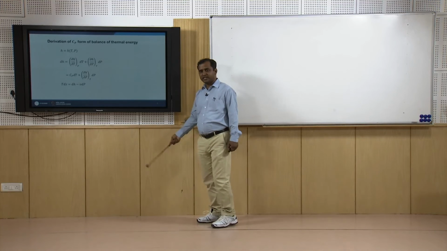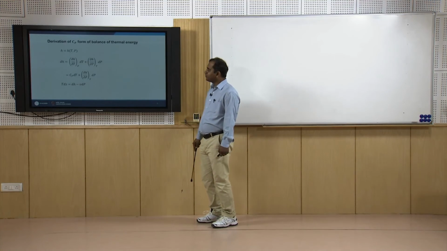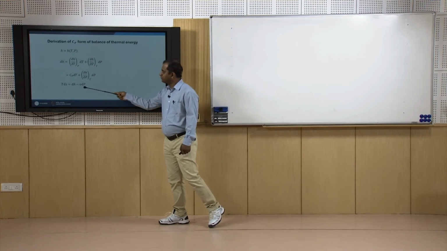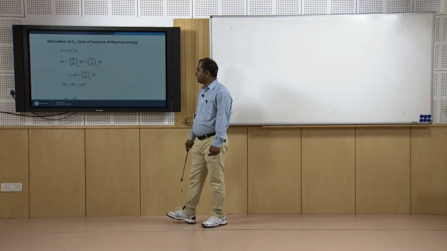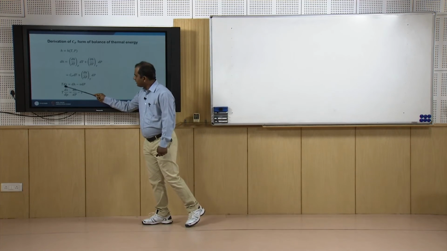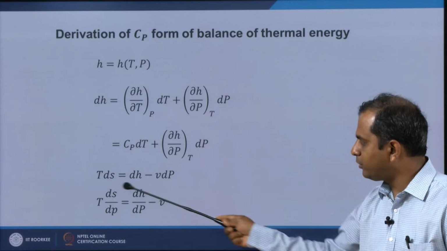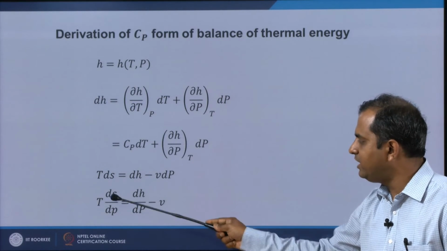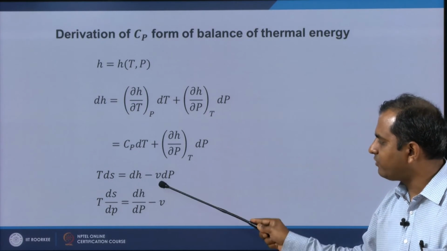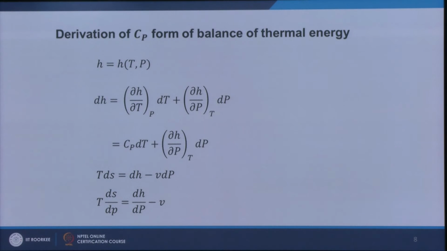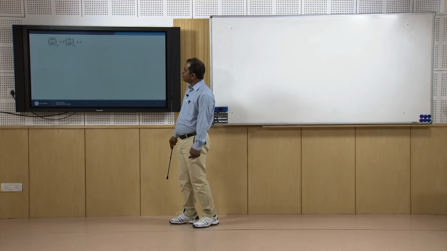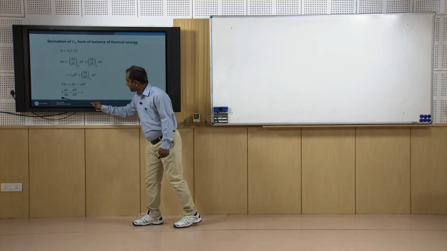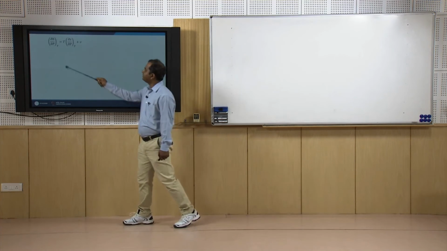Okay. If you remember in the previous description, the Cv form, we used TdS equals dE plus PdV. Here we are using TdS equals dH minus VdP. Okay. Next, now here you see we are dividing this famous thermodynamic equation on both sides by dP. So, we get T dS/dP equals dH/dP minus V. Okay. So, this equation, if we do a little bit of side change, that means you take this in the left side and this in the right hand side, you are getting this equation.